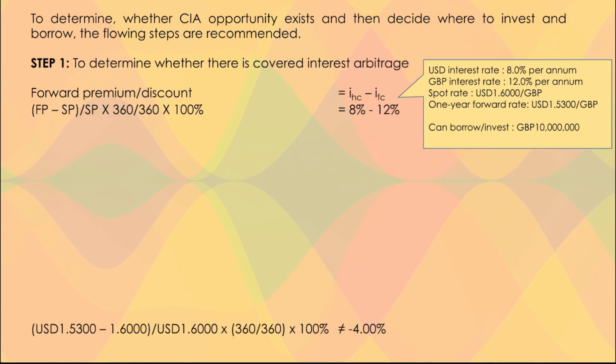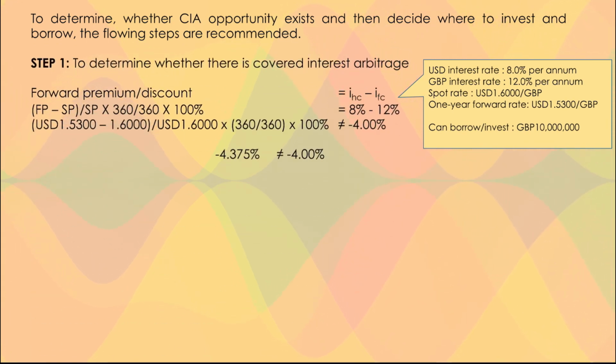The first step is to determine whether there is covered interest arbitrage. How to determine? You have to calculate the forward premium and the differentials of interest rate. So there must be disequilibrium, meaning that forward premium or forward discount does not equal the interest rate differential.